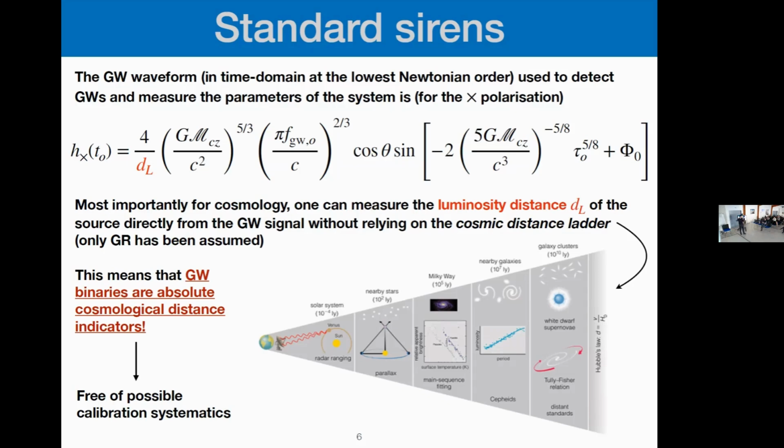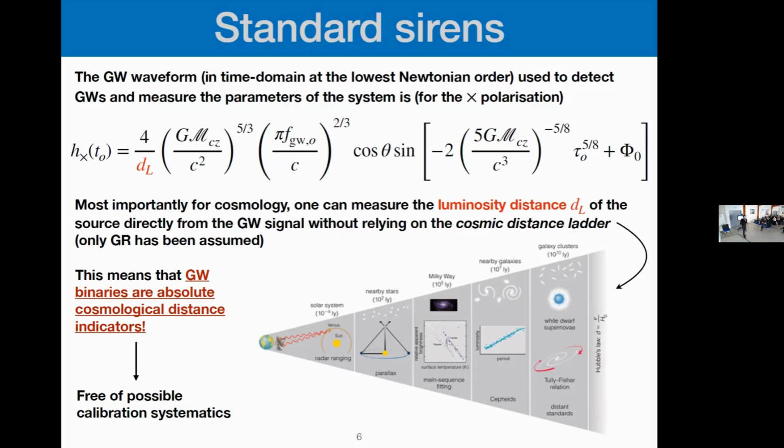The most important thing is that this is a measurement which does not depend on the cosmic distance ladder. It's a measurement of cosmic distances, but it's an absolute distance indicator in the sense that if you believe general relativity, it's unbiased, in the sense that it does not depend on other measurements.